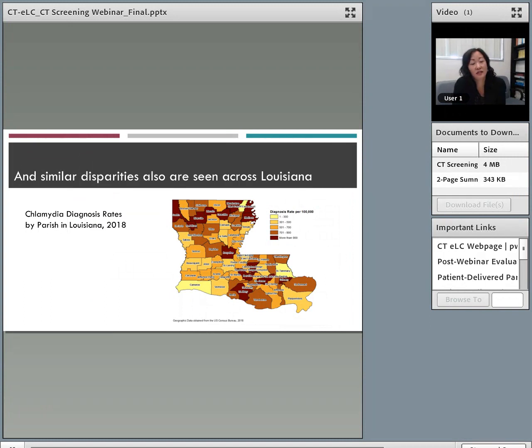Another thing I wanted to point out is that there are certainly similar disparities seen across Louisiana. These are chlamydia diagnosis rates by parish. Orleans Parish, where one of our eLC practices is located, seen in this hot pink star, as you can see in the very dark red, also has very high rates of chlamydia, one of the highest rates in the state.